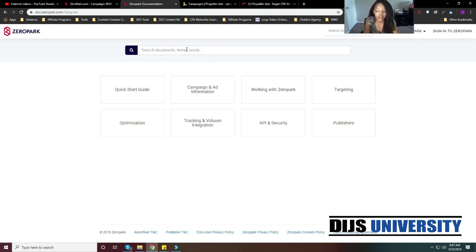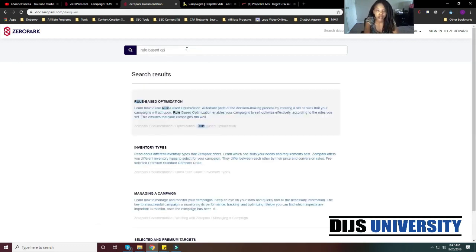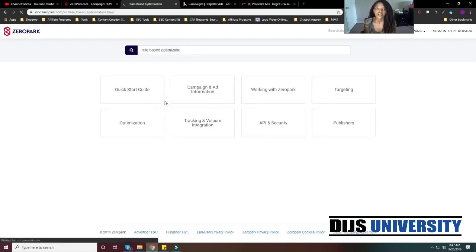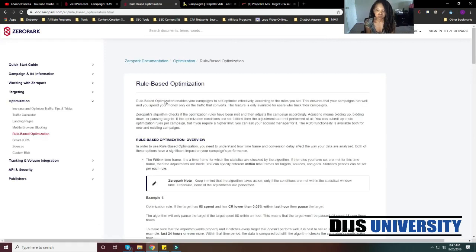So we were going to look at rule-based optimization. It enables you to self-optimize effectively according to the rules you set. You can go in and set a budget for your source. So if you don't want to spend more than $20 per source, you can set that. But we have our campaigns already set for unlimited because we don't care. We're trying to get that big campaign where we have really high ROI.